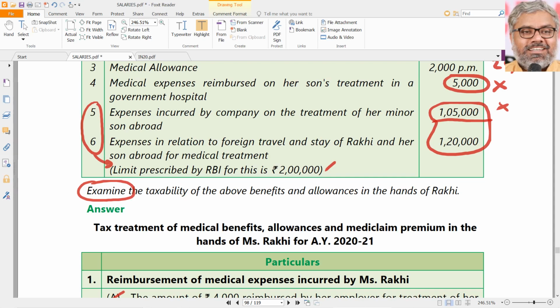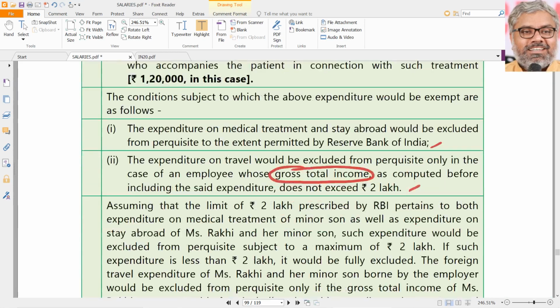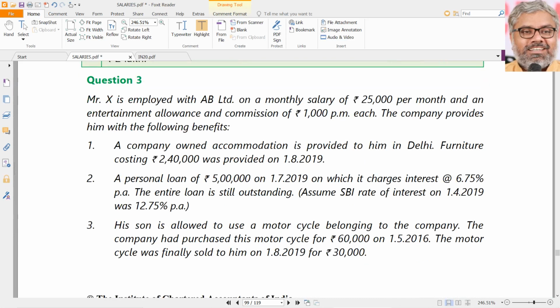Total amount of expenditure is 2,25,000 here, right? And RBI prescribed a limit of only 2 lakhs. Then 25,000 will be taxable if her gross total income is not exceeding 2 lakhs. If it is exceeding 2 lakhs, this entire 1,20,000 will become taxable. Like that, in this case, what is the treatment? In another case, what is the treatment? Theory question, you have to write all those details, right? That is question number 2.